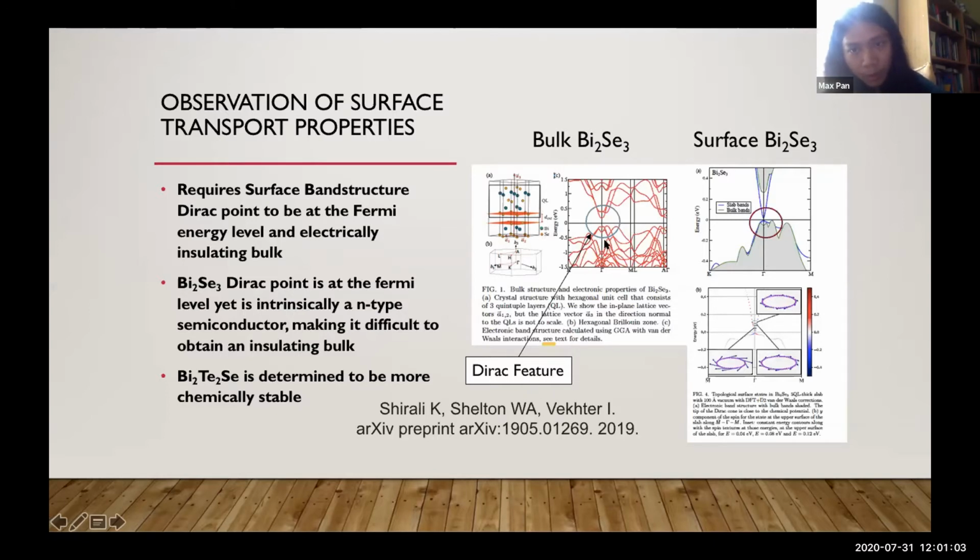Now, from the bulk band structure to the surface band structure, it almost appears as if these bands are moving towards each other to form a Dirac point at the Fermi energy level. However, bismuth selenide is chemically unstable, which makes it very difficult to obtain an electrically insulating bulk. On the other hand, bismuth-2 tellurium-2 selenium is determined to be more chemically stable, and since it is in the same family of compounds as bismuth selenide, the same feature might occur.